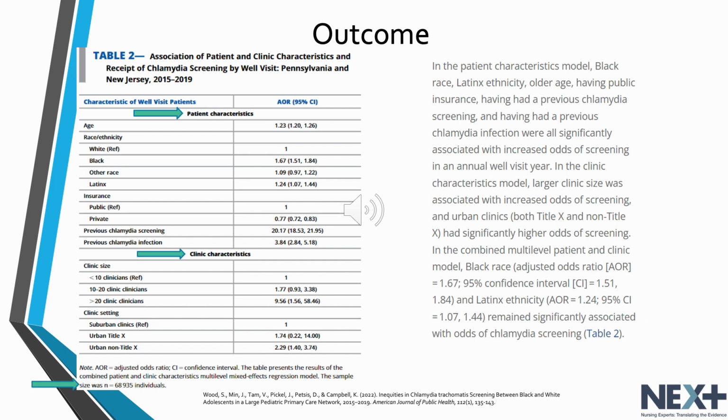Data are typically coded so that an odds ratio of less than 1 indicates the independent variable lowers the odds or chance of the outcome, while an odds ratio of greater than 1 illustrates the independent variable increases the odds of the outcome. For example, in the patient characteristics model, the odds ratio for age is 1.23 and the confidence interval does not include a 1. Therefore, older age increases the odds of screening.